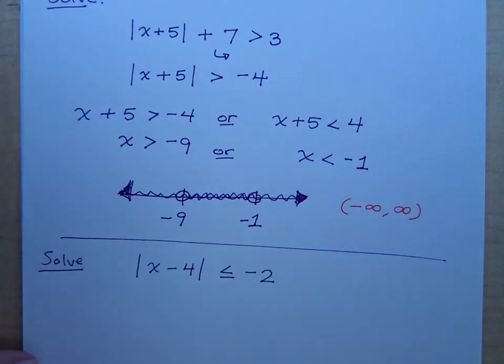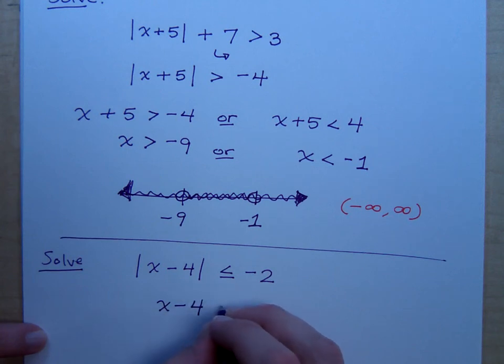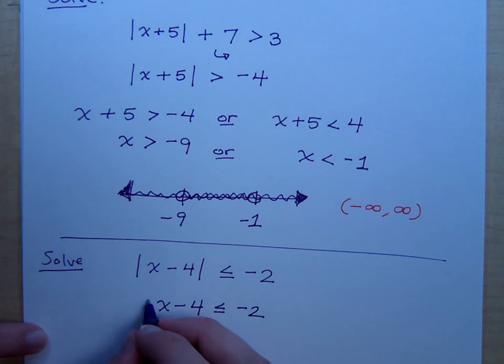But notice what happens if I try to rewrite that according to what we said with the less than or equal to. If I were to rewrite that, then it would look something like this. X minus 4 is less than or equal to negative 2, while at the same time being greater than or equal to what? Now look at your inequality. Does that make sense? Is 2 less than or equal to negative 2? No.